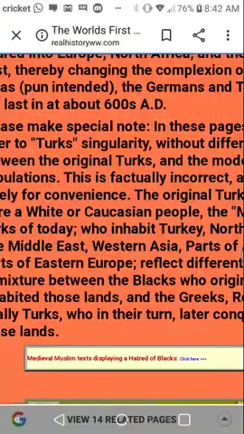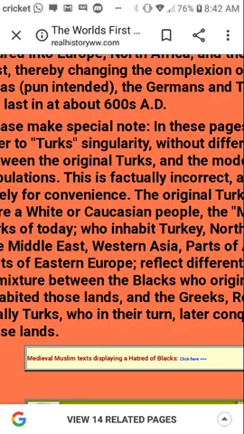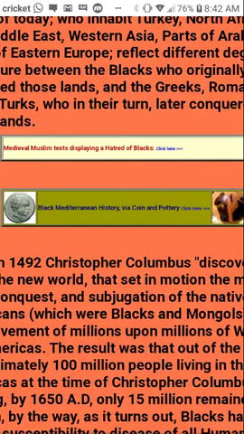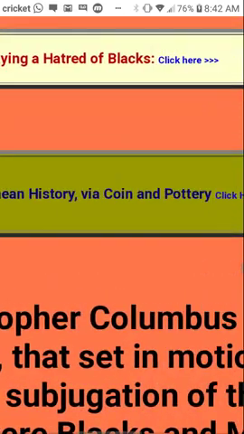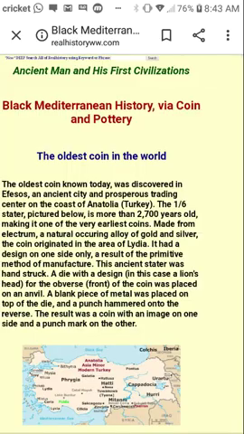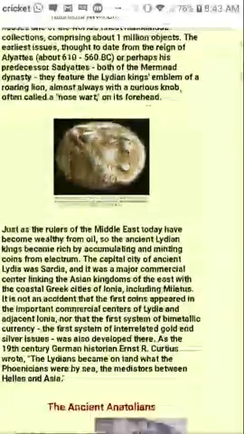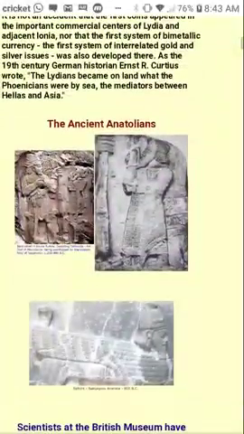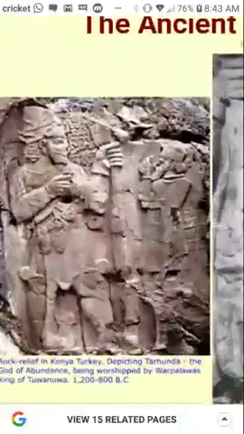But anyways, just giving you a quick synopsis. This is just an introduction to the page. It's nothing really. And we talk about Black Mediterranean history via coin and pottery. If you want to do that, you can click there. Okay, the oldest coin in the world. Okay, the ancient Anatolians, or modern-day Turkey.